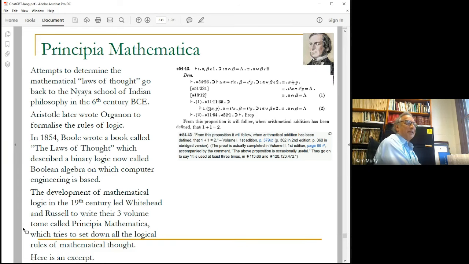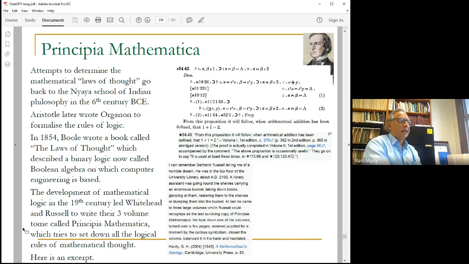Anyway, the proof is actually completed in volume 2 on page 86. So here are the rules of thought, and how long did it take to figure out that 1 + 1 = 2? So the idea of trying to understand how logic works is not an easy problem.